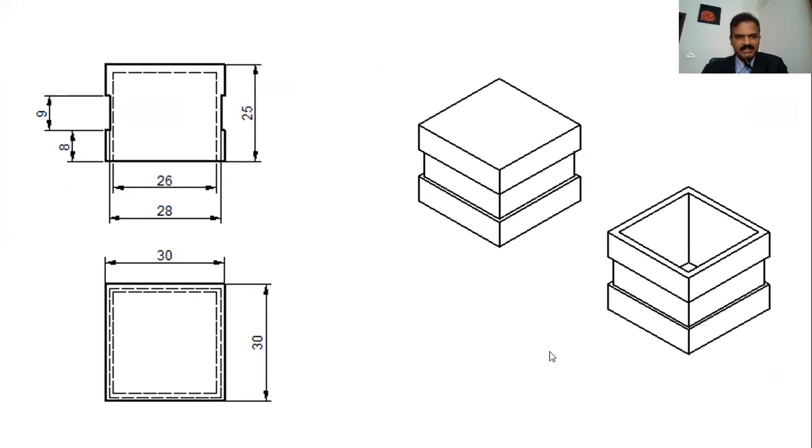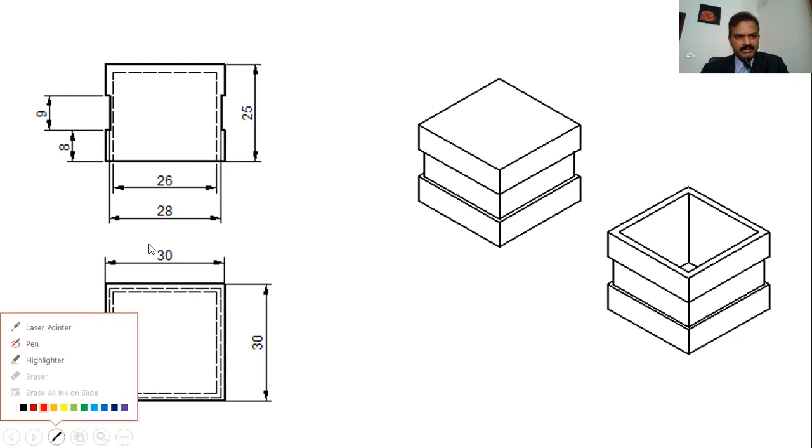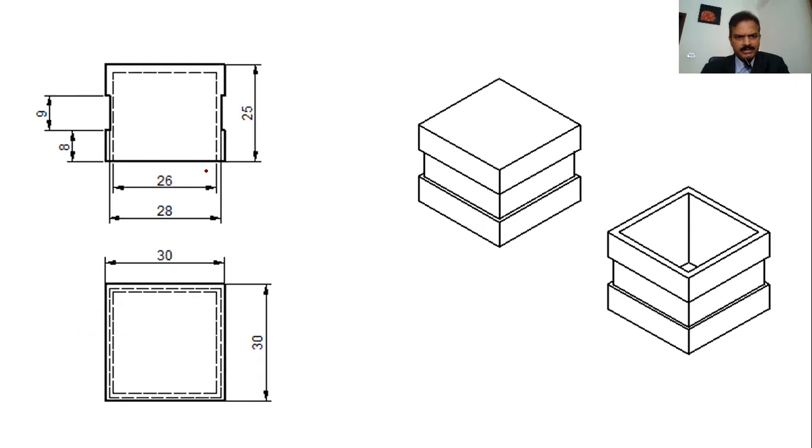For the discussion's sake, let us consider another simple part. What you see on the screen here is a square part, 30 by 30, and it has an internal size of 26 millimeter. That means it has a wall thickness of 2 millimeter per side. The other design inputs are not given here.